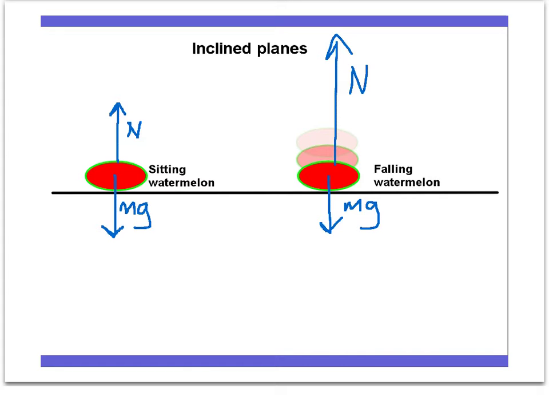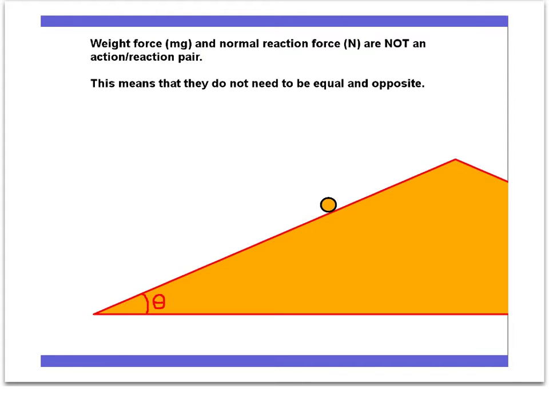So the point I'm making here is that the normal reaction force and the weight force are not action-reaction pairs. They're not equal and opposite, even though they often are, such as in this case. They don't have to be equal and opposite. So this is important when we consider an inclined plane. Normally when a body's at rest on a horizontal plane, as we saw with the first watermelon, the normal and the weight force are equal and opposite, but they don't have to be. They don't need to be.